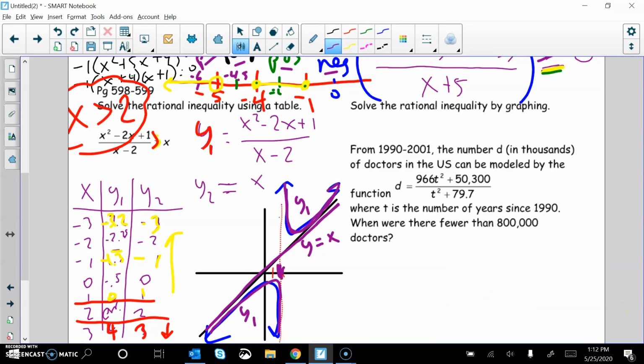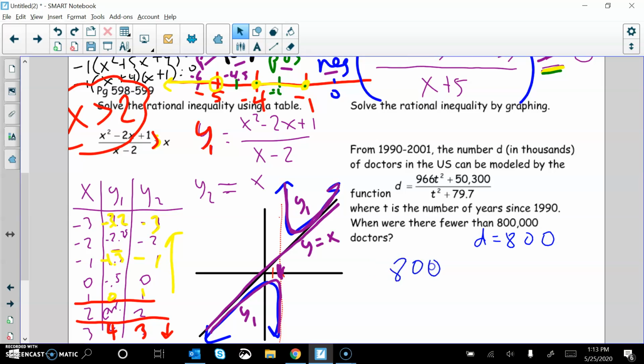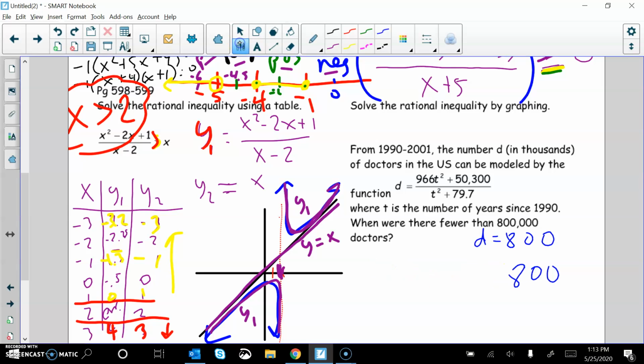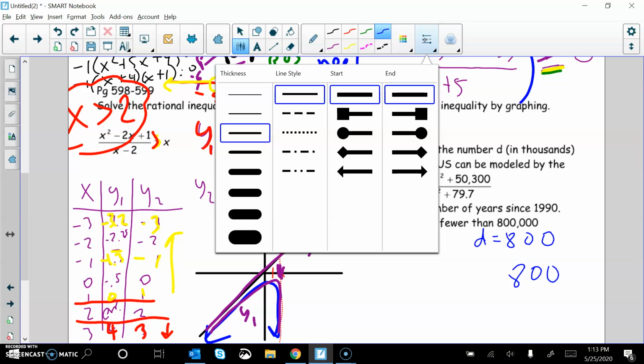All right, and the last one, this word problem here. From 1990 to 2001, the number of doctors in thousands can be modeled by that function. T is the number of years since 1990. When were there fewer than 800,000? So this gives you in thousands, so we're going to let D be just 800. So when were there fewer than 800 thousand doctors?